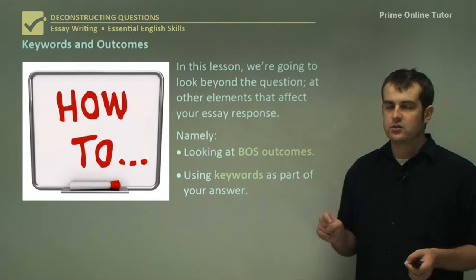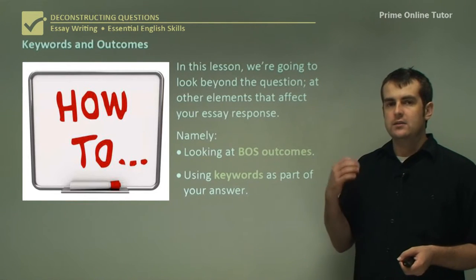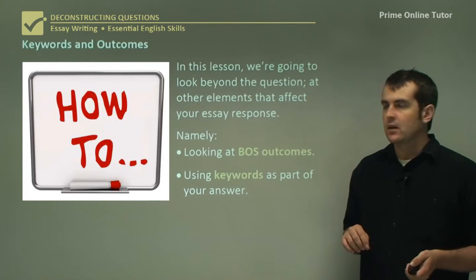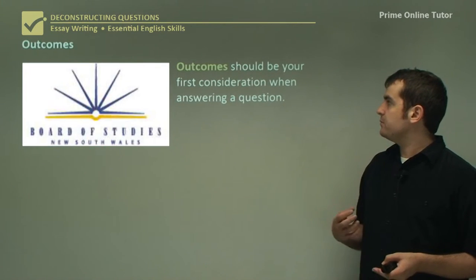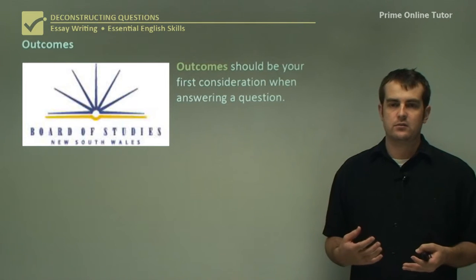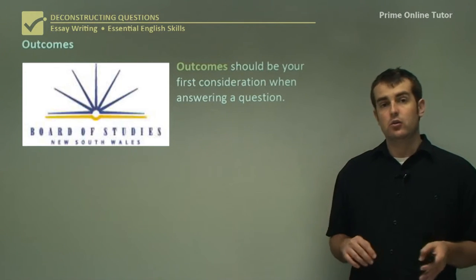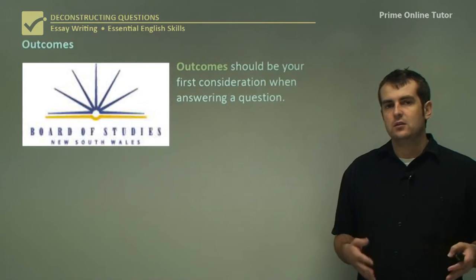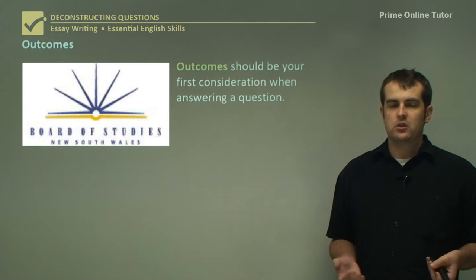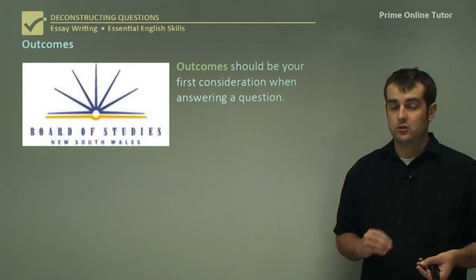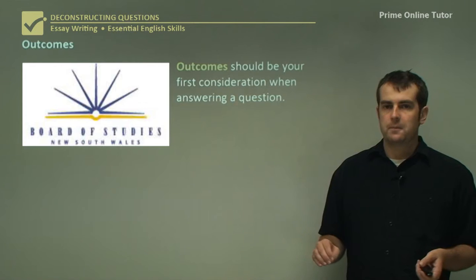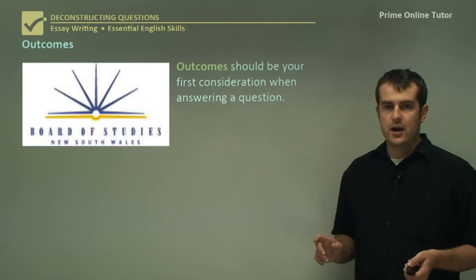So we're going to now just find those keywords and look at how you would actually use them as part of your answer. Okay, so first of all, outcomes should be your first consideration when answering a question. And if you have them, great; if you don't have them, find them. Find out exactly what the question is expecting you to do, because it's not going to be stated in your question what it is exactly you need to try and do in your work. What it will be shown through is your outcomes.